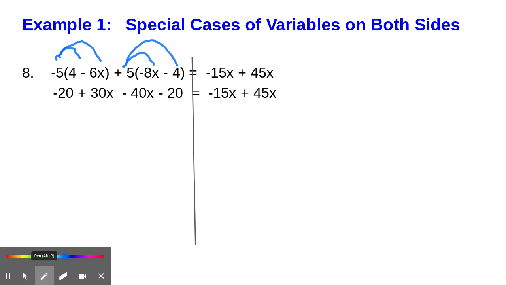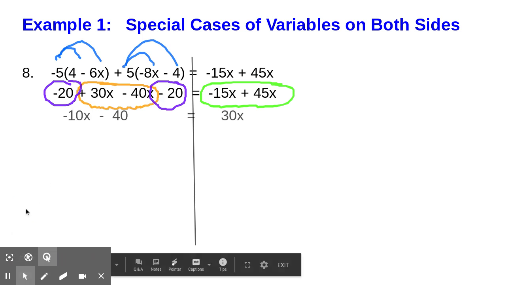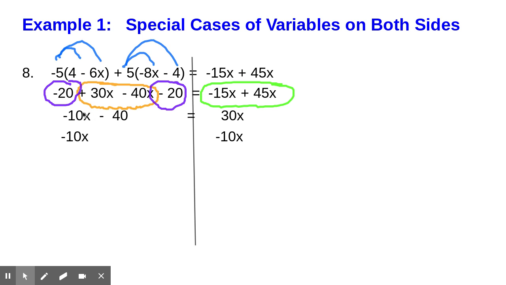So if you take a look and see what our next step is, which is to combine your like terms, I can combine 30x and the negative 40x. And I can combine the negative 20 and the negative 20. And then on the right side, I'm allowed to combine the negative 15x and the 45x. Okay, so what do we get there? So I got negative 10x because I took 30 minus 40x. That's where the negative 10x comes from. And then the negative 20 and negative 20 gives me the negative 40. And negative 15 and 45 gives me the positive 30x.